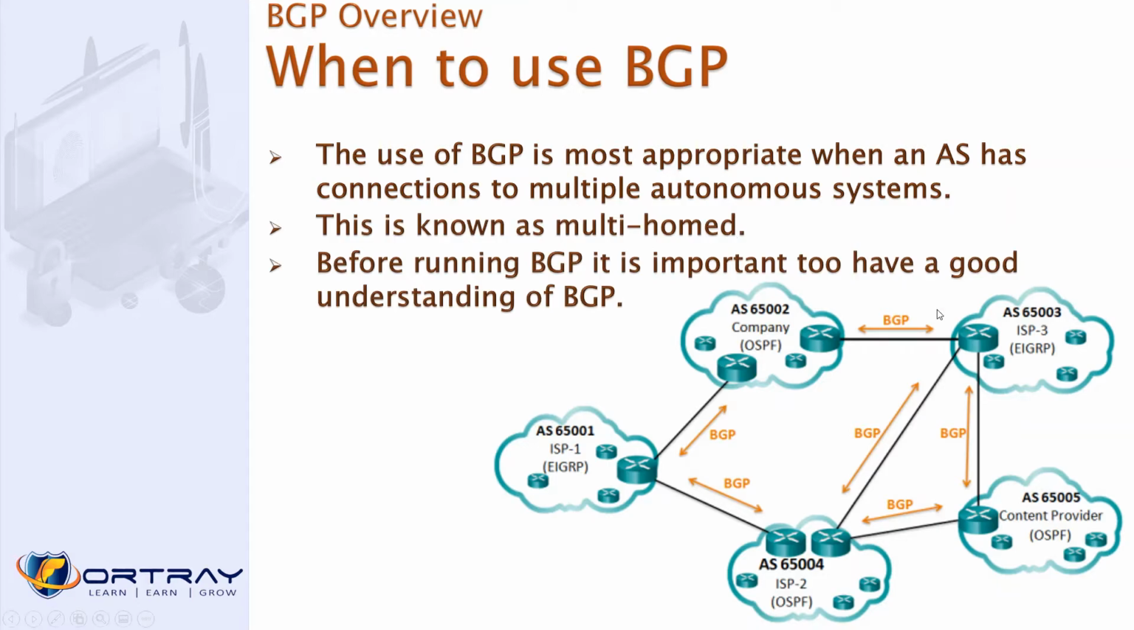Multi-homed means that you are connecting to two ISPs at the same time. Normally in our houses, we are single-homed, which means we have just one ISP connection. If that connection is gone, then everything is gone. Before running BGP, it is important to have a good understanding of BGP.